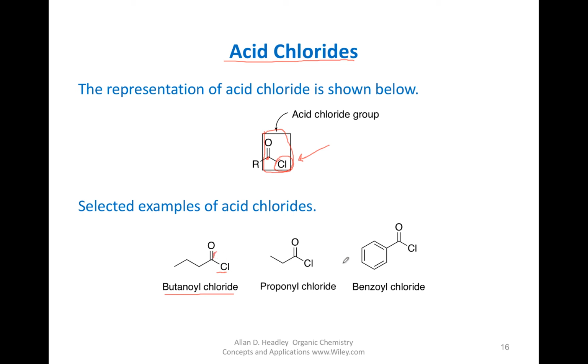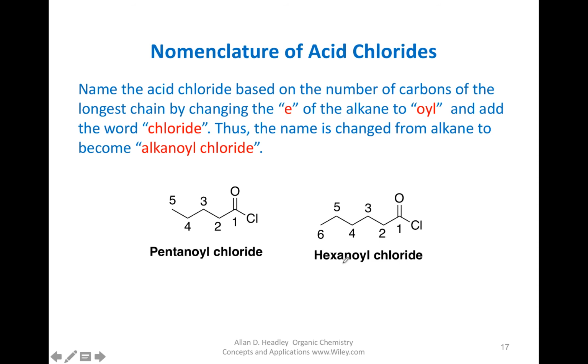Acid chlorides are very reactive molecules. We'll use them quite a bit later on in the course when we're looking at synthesis of some larger molecules. If you should open a bottle of acid chloride in the lab, it's called a lacrimator because it will irritate your eyes and your skin because it reacts readily with moisture. But we'll get more into reactions later on. Let us look now at the nomenclature.